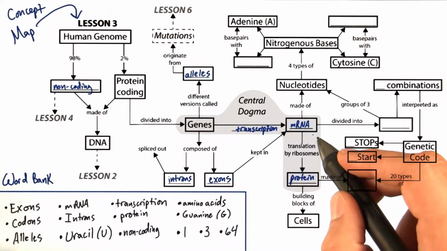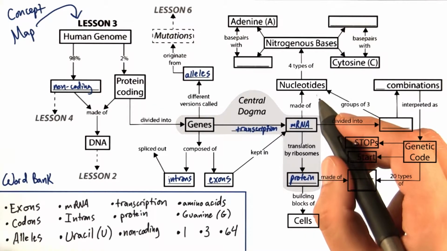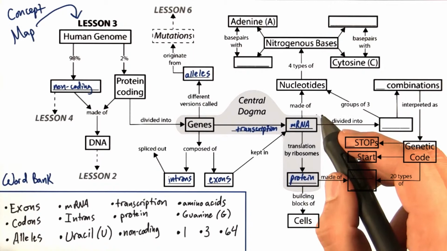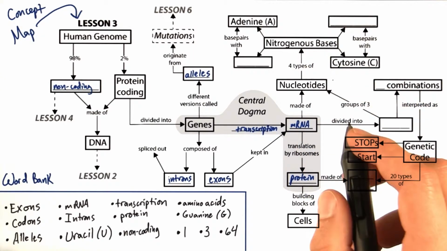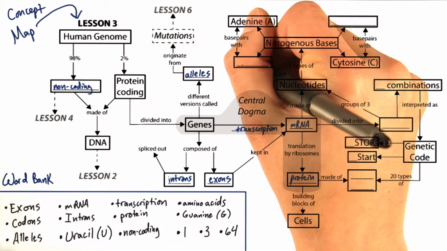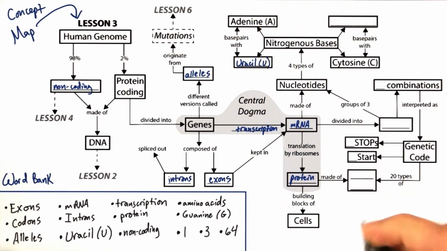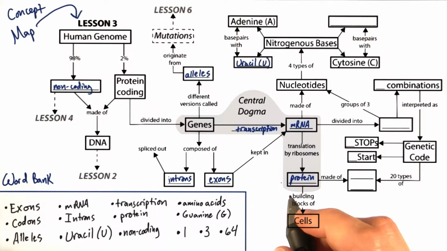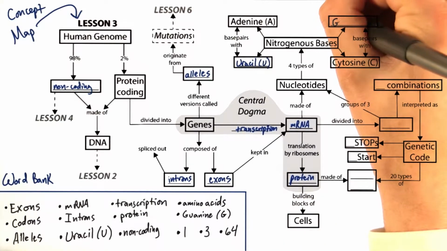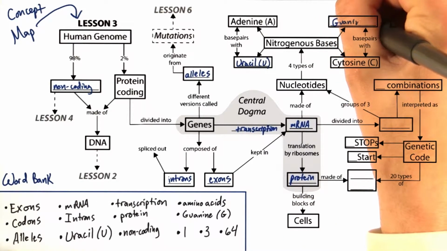Now, RNA is similar to DNA in that it's made up of nucleotides, though not deoxynucleotides. And there are 4 types of nitrogenous bases here: adenine, which can base pair with uracil, or U, a new nitrogenous base in the RNA alphabet. And we still have guanine that can pair with cytosine.